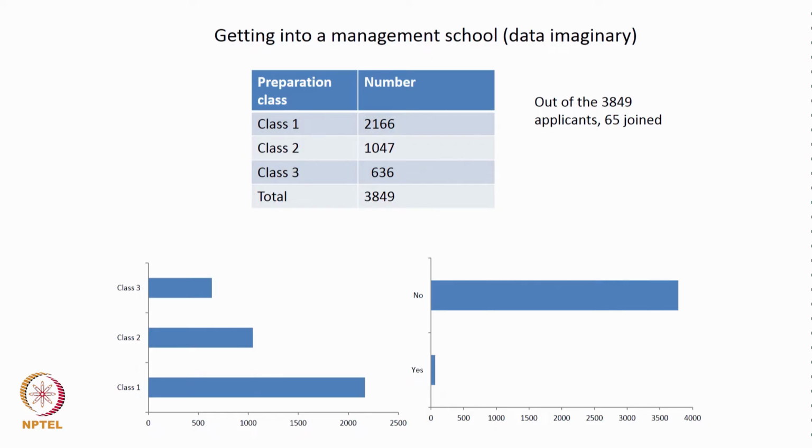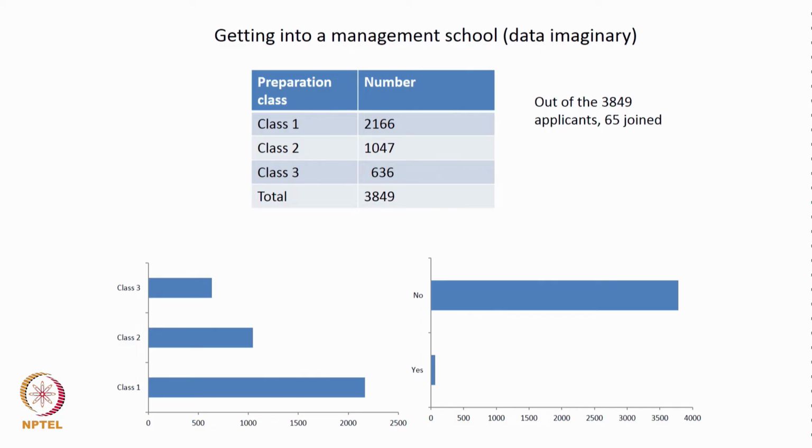Now, let us assume that we look at students who have gained admission to a management school. Let us also assume that there were 3,849 applications, and that 65 people finally joined the program. Each one of these 3,849 students has gone to some classes as part of preparation for admission to the management program. Let us say that we consider 3 classes, which we call by the generic expression class 1, class 2 and class 3.